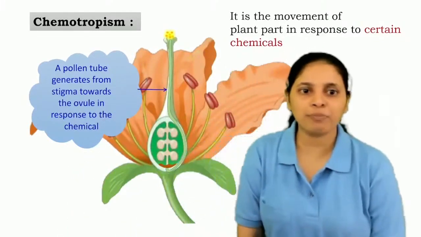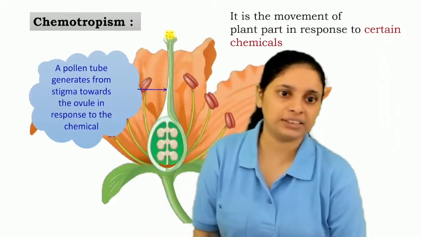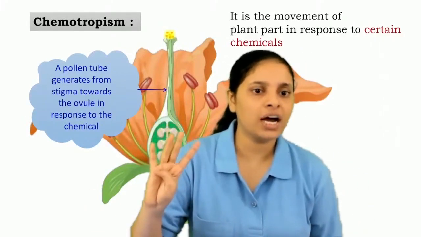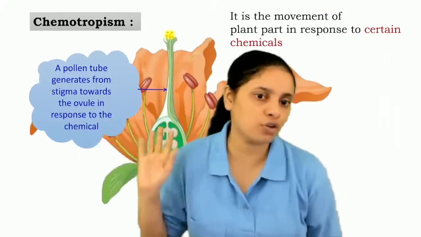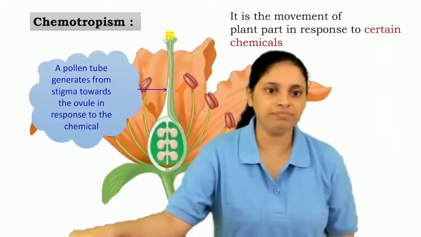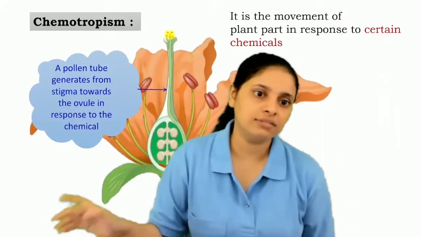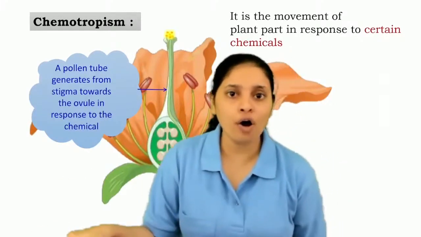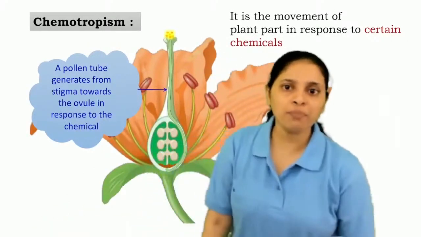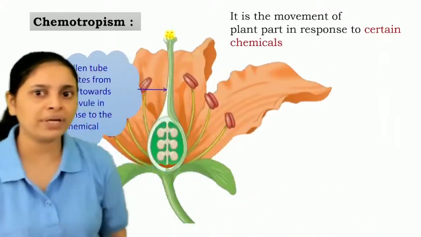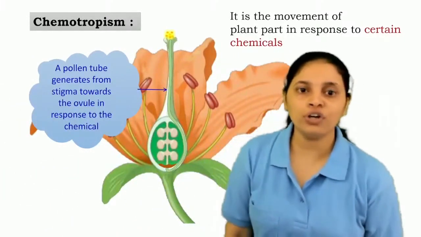Then I will give you an example, and you have to tell me which type of tropic movement it is. You have 4 options: photo, gravi, hydro and chemo. I will tell you one example, and you have to tell which type of tropism it is. Okay, simple. Bending of the shoot towards the light source. Bending of shoot, that is bending of the stem towards the light source. What type of tropic movement is this? Phototropic, gravitropic, hydrotropic or chemotropic? Very, very good. This is phototropic movement.